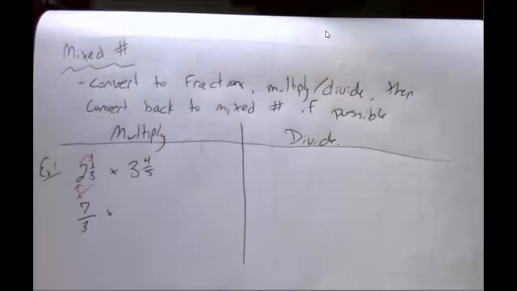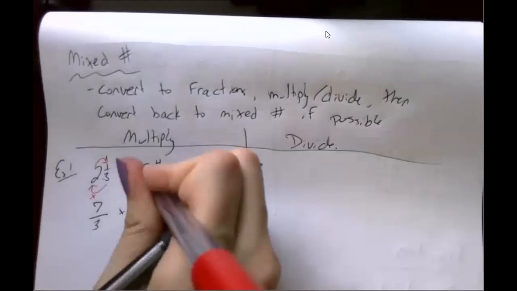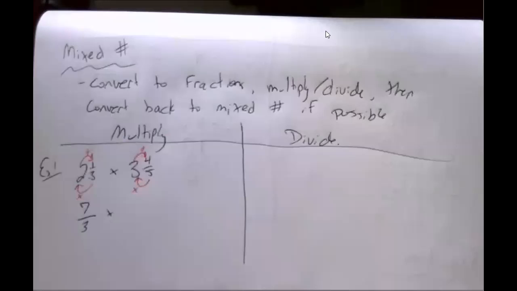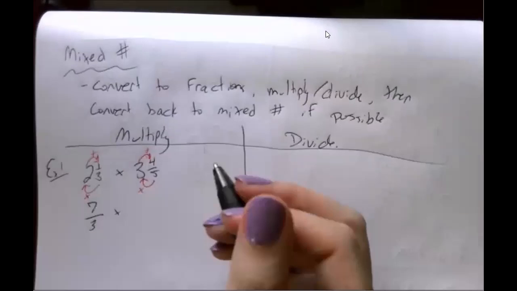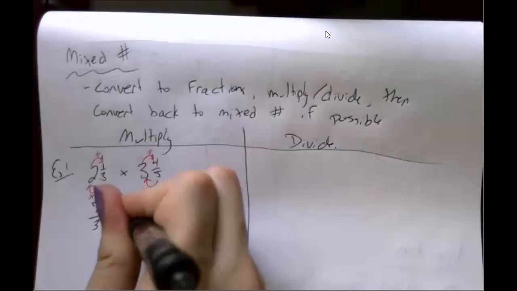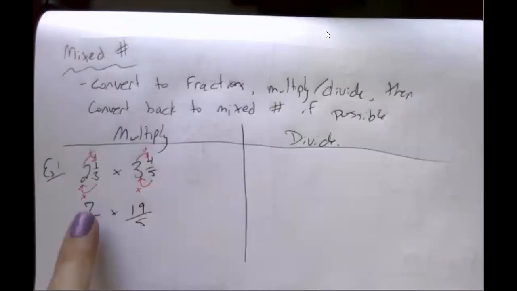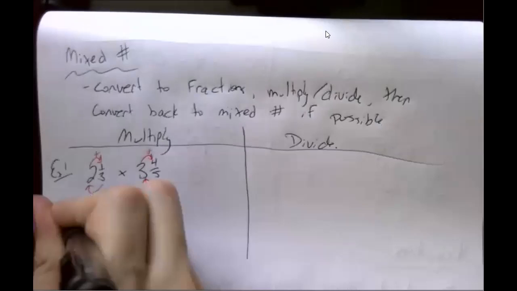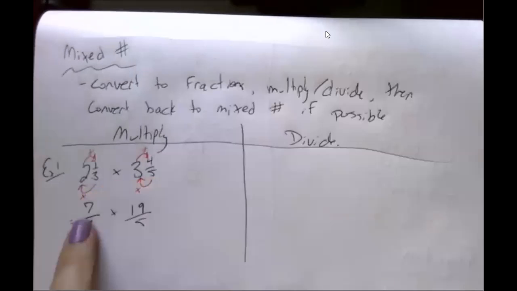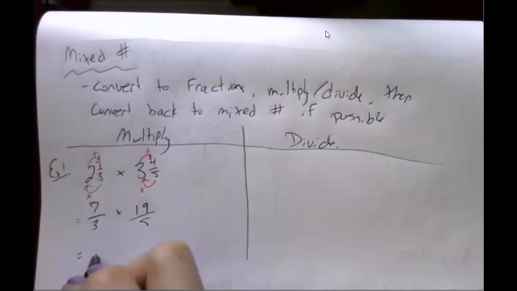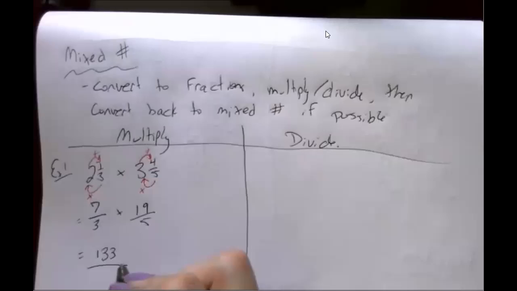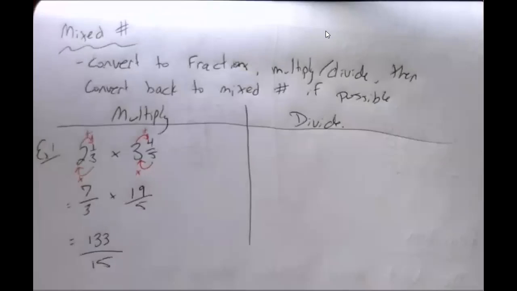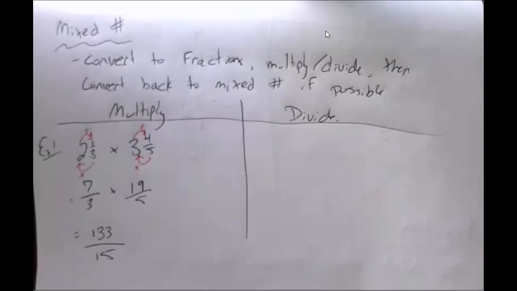And then 5 times 3 plus 4 is 19. Keep the base. And then we just multiply straight across the top. So 7 times 19 is 133. And then 3 times 5 is 15. And then, of course, put it back into a mixed number.